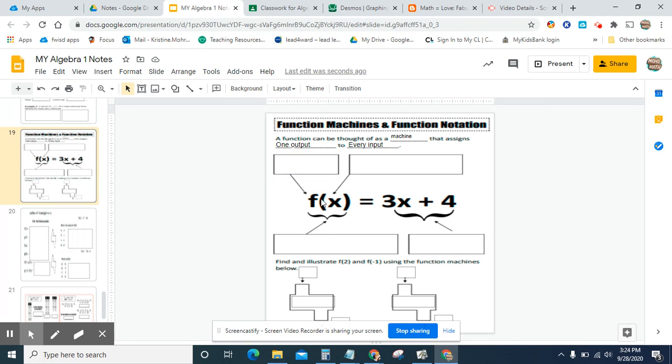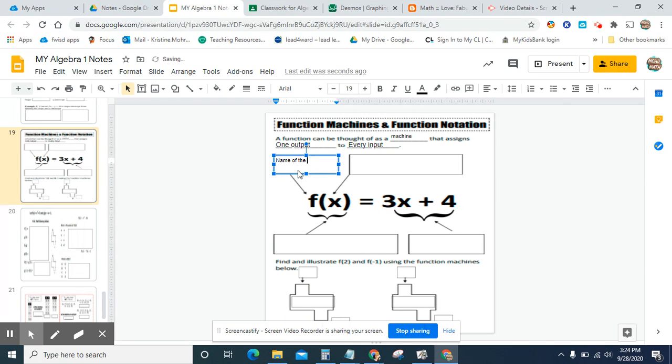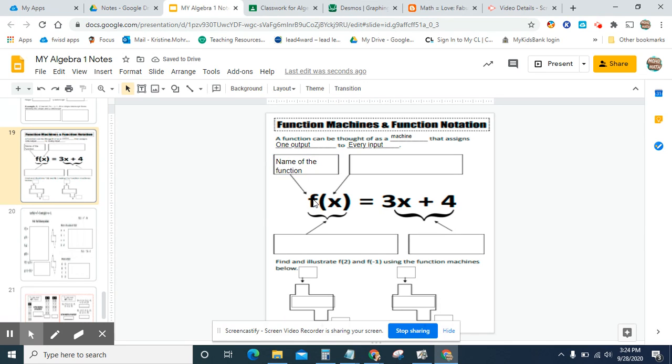So the different parts of a function: this is a function where it has this f and then parentheses x, and it is read f of x. This f here is the name of the function. Sometimes you'll see g of x, really you can see any letter. F and G seem to be the most common that we use for functions. So in this one, we have f.